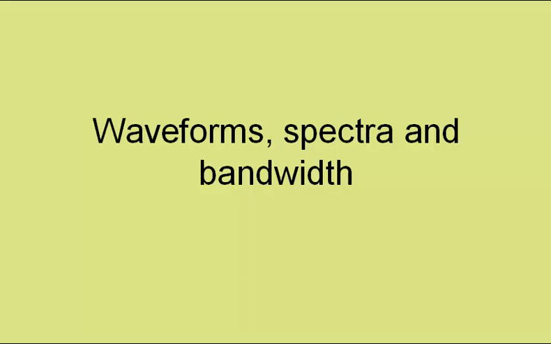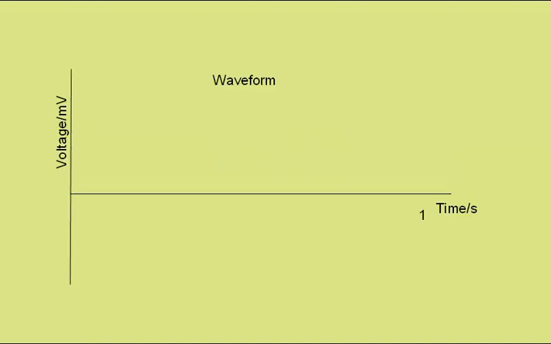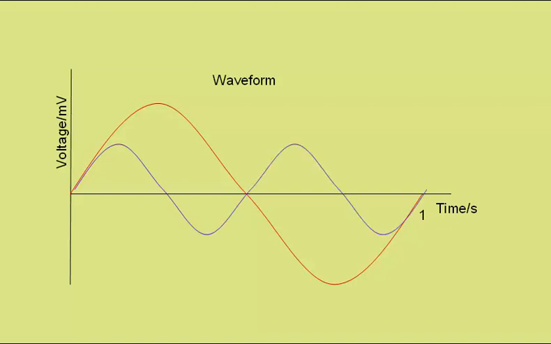Waveforms, spectra and bandwidth. Here we have some axes showing how voltage in millivolts changes with time in seconds. We can add a wave to this, something like this. This is a waveform. We could add another wave with a different frequency and a different amplitude.